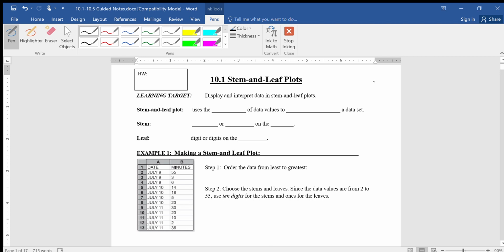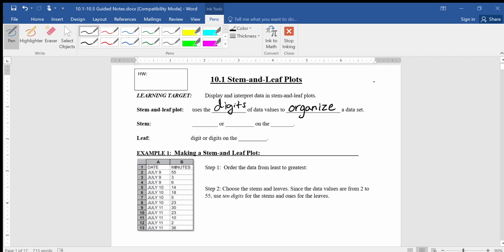Okay, well, hello and welcome back to a new chapter of math. We're starting chapter 10, which is a continuation into statistics. So today we're going to be talking about stem and leaf plots, which use the digits of data values to organize a data set. So I'm jumping right into the notes.